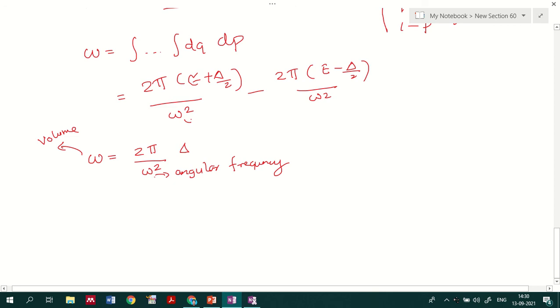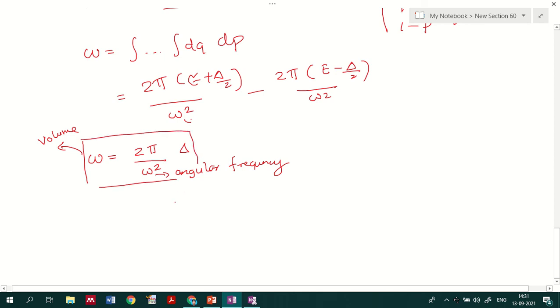Okay, so this is actually coming from the solution of a harmonic problem, that is q equal to a cos(omega t plus phi). So this is the angular frequency, and this is actually the volume of the particular energy interval. So what I obtained is that it is equal to 2 pi omega square delta. Here delta is the energy difference or the energy interval between E plus delta by 2 and E minus delta by 2. Okay, so this is what I am getting.